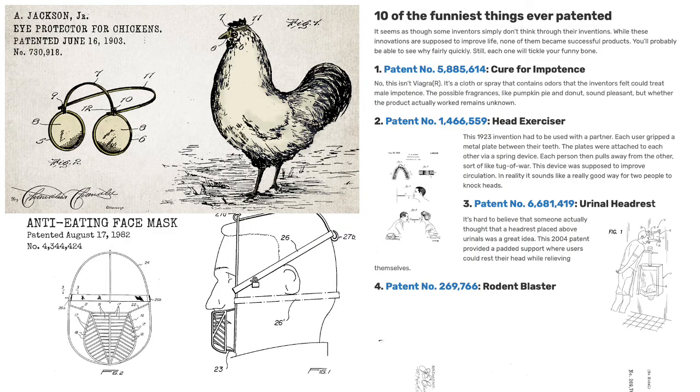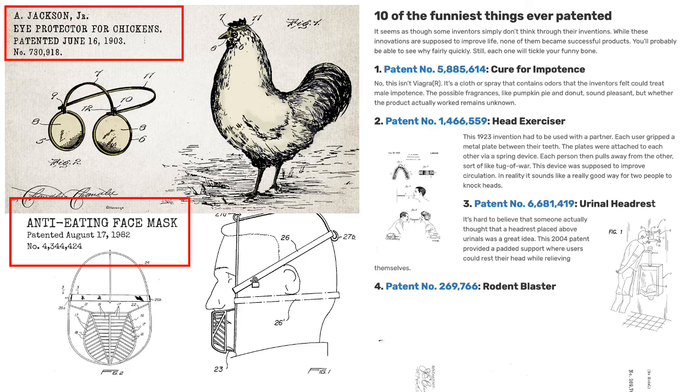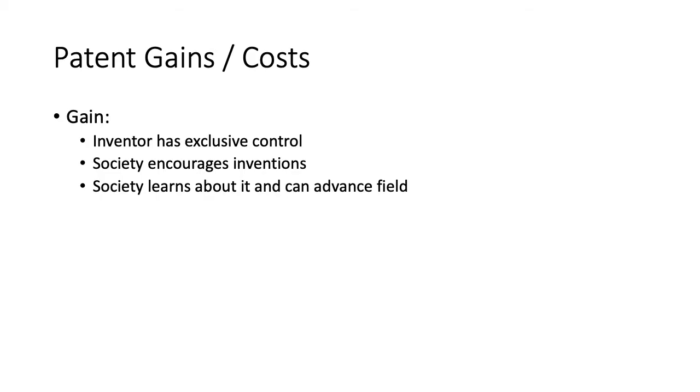Here are examples of products that satisfy the novel, non-obvious, useful criteria for patent, and they have been issued patents. You may have fun looking them up. And in fact, there's a lot of websites that show you some of the funniest things ever patented. So maybe now that you're interested in being able to have a patent, let's look at the pros and cons.